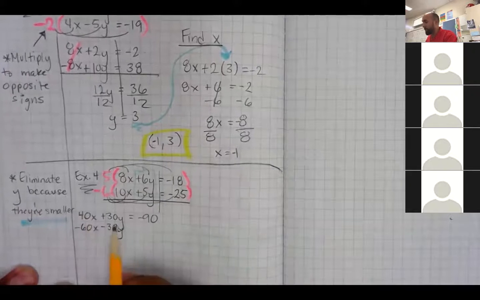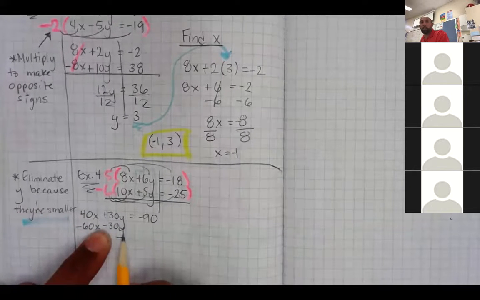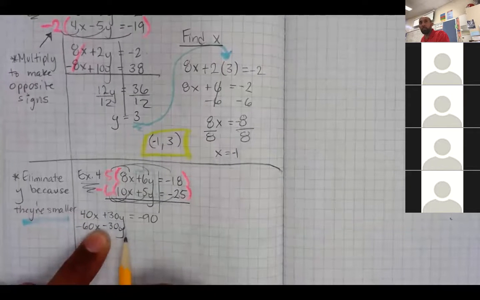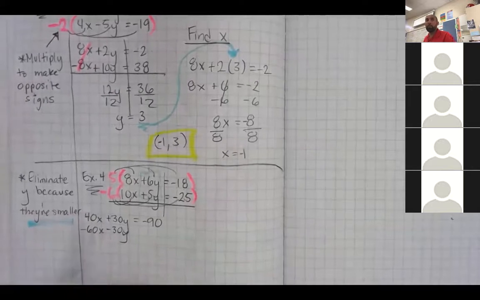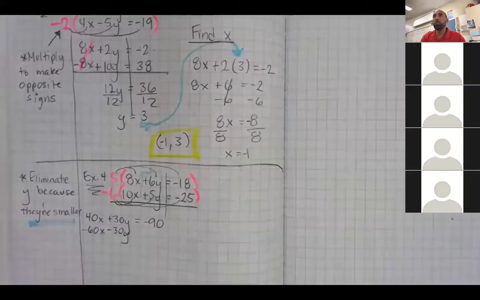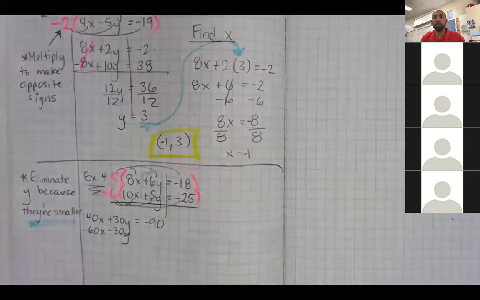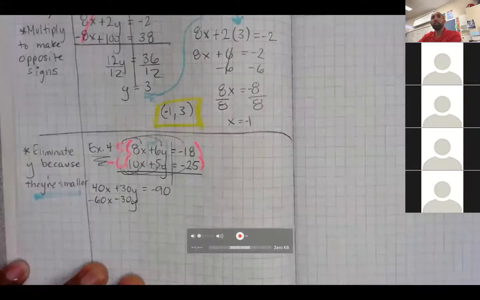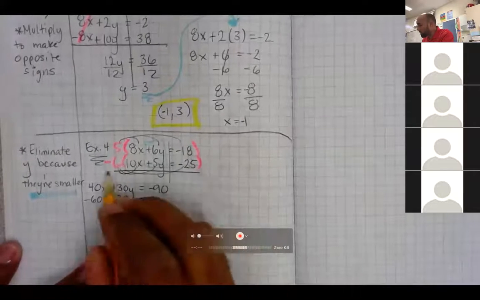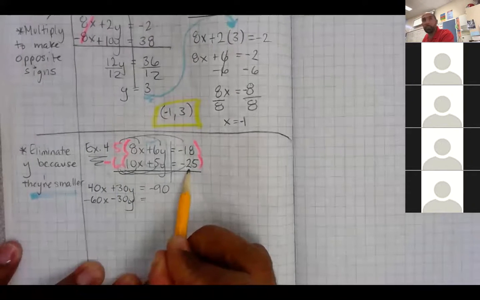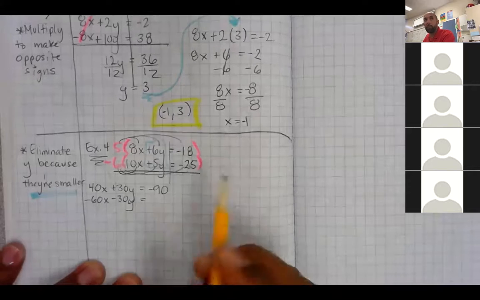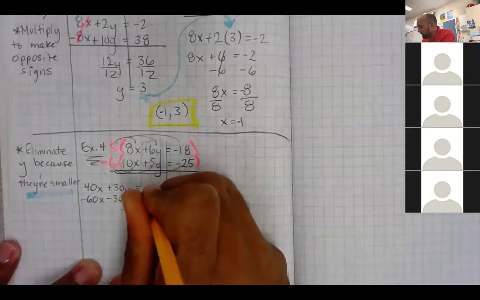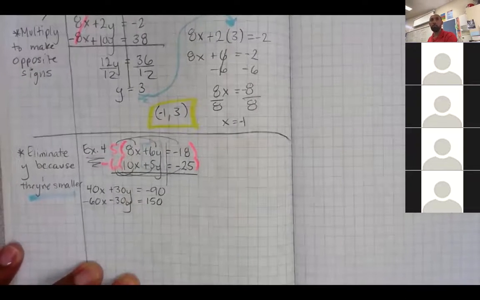And here's that key step. Do I have opposites after I multiply? If you don't, then that means you probably need to change what you multiply, because you need to have opposites after that. Okay, so now the last number, negative 6 times negative 25, that's going to be positive 150.